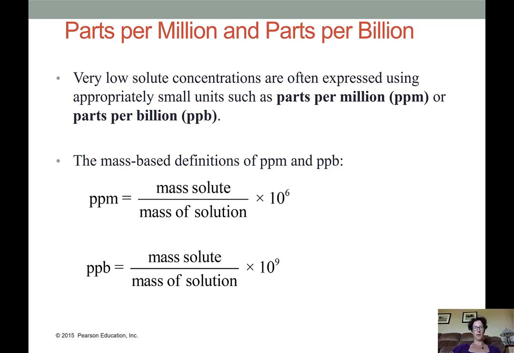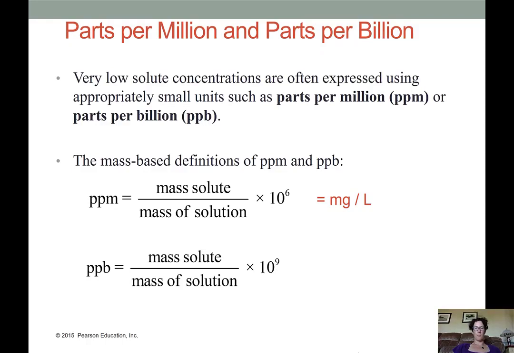For these types of calculations, it's important that you ensure that the units used to describe each amount are the same. Simply take the mass of the solute divided by the mass of the solution and multiply it either by 1,000,000 for parts per million or by 1,000,000,000 for parts per billion.